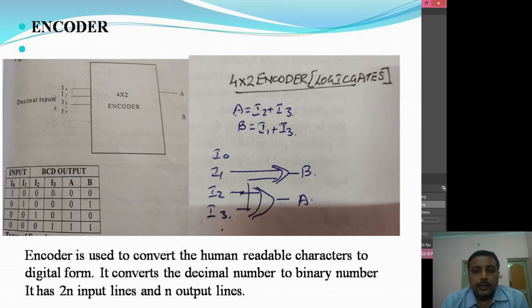Coming to the second condition, where I1 is in a high state and I2 and I3 are in a 0 state. Since I1 is in a high state, only B is in a high state. Output B will be in a high state and output A is going to be in a low state.